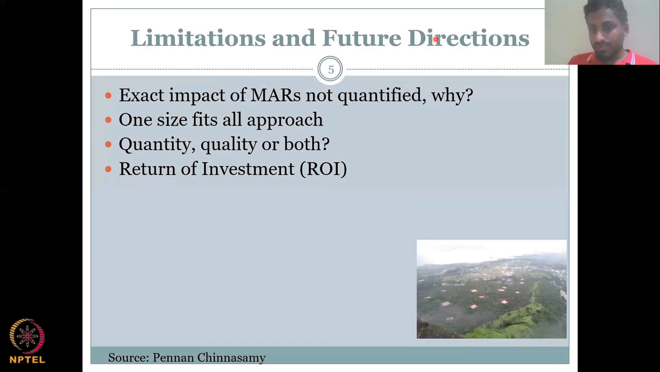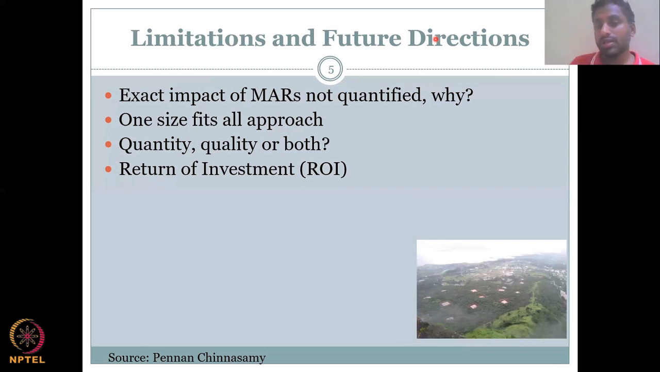The return of investment is how much budget you put in and how long it takes to earn that budget back as profit. For example, say 5 lakhs for the check dam. I give it in 2020. If I get 5 lakhs worth of profit in 2022, then I'm getting the return of the investment in 2 years, plus or minus your interest.